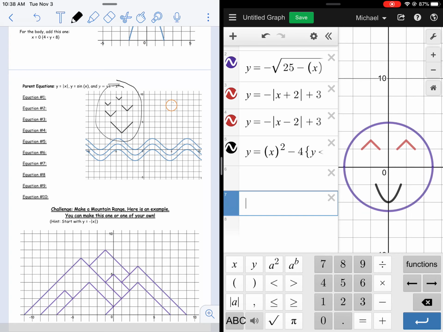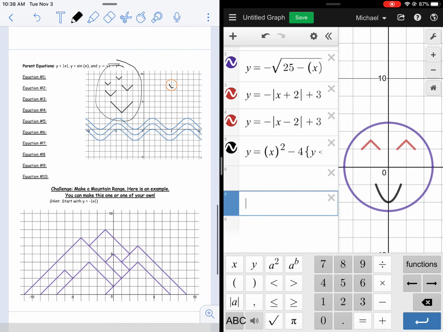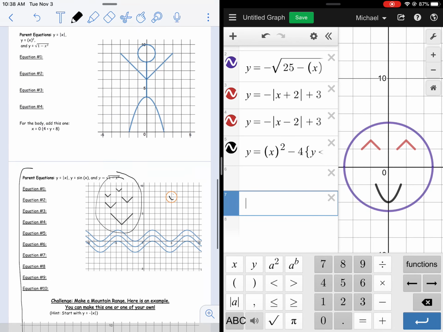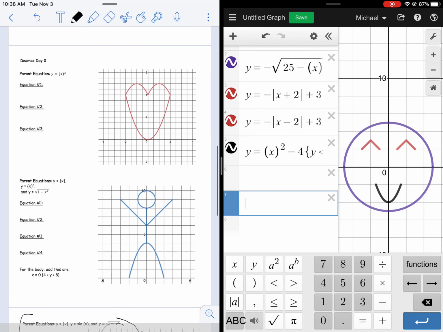Maybe you want to put a smiley face in the sun. Play around with that, okay? Same with the mountain ranges. This is extra if you like doing this, if you have extra practice, extra time, or maybe you want to make a mountain range for your project, then I suggest working on those. But this page here is your homework, okay?